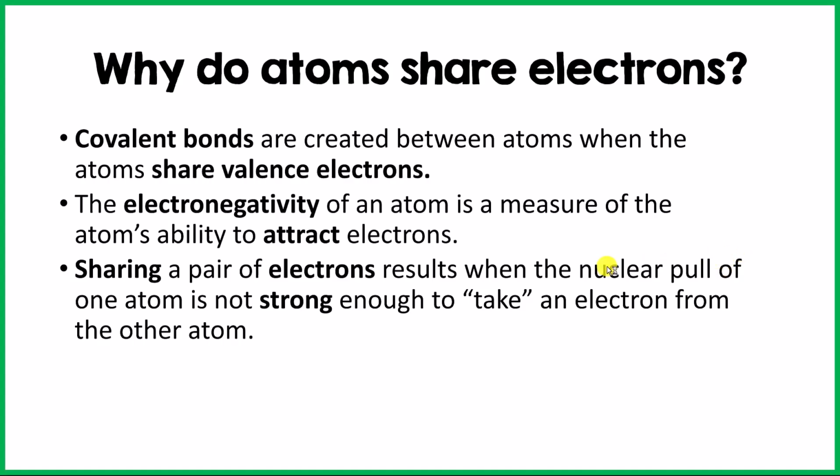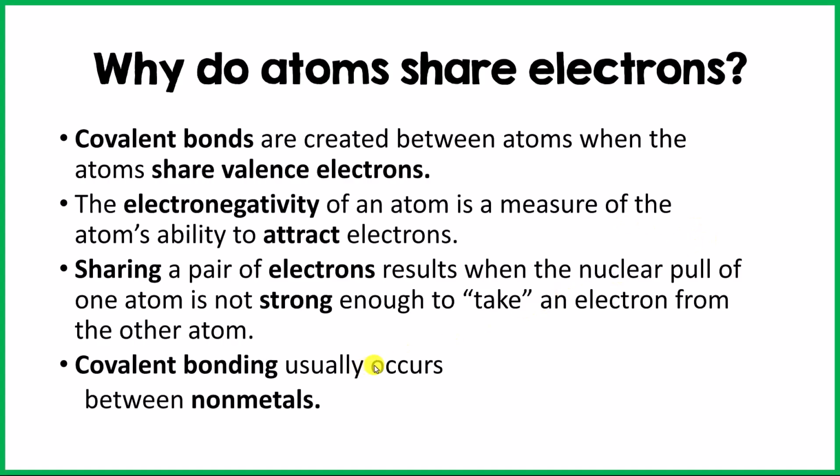So if the electronegativity isn't high enough for an atom to totally pull an electron off of another atom and create an ionic bond, then they're going to share those electrons instead. And covalent bonding usually occurs between nonmetals.